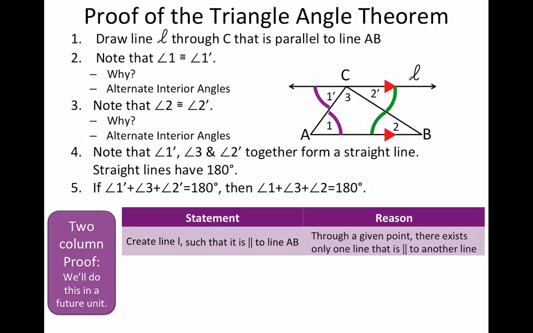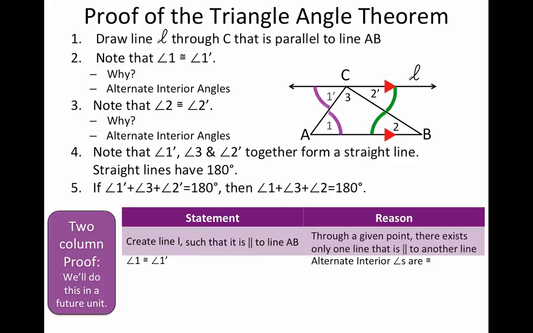If there were multiple lines and I said create one, then you wouldn't know which one I was creating. But this is saying there's only one. Line L can only be in one place, and that's where we have it. The next statement is just going to be number 2 above, which says that angle 1 is congruent to angle 1 prime, and we know the reason why.